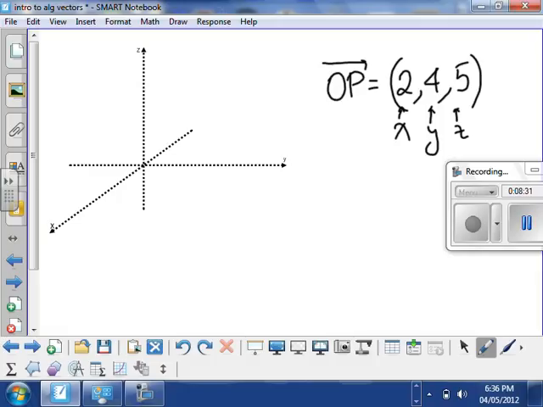First of all, I need a positive x of 2. 1 and 2. There you go. Then I need a positive y of 4. 1, 2, 3, and 4. There you go. And then a positive z going up of 5. 1, 2, 3, 4, and 5 over there.